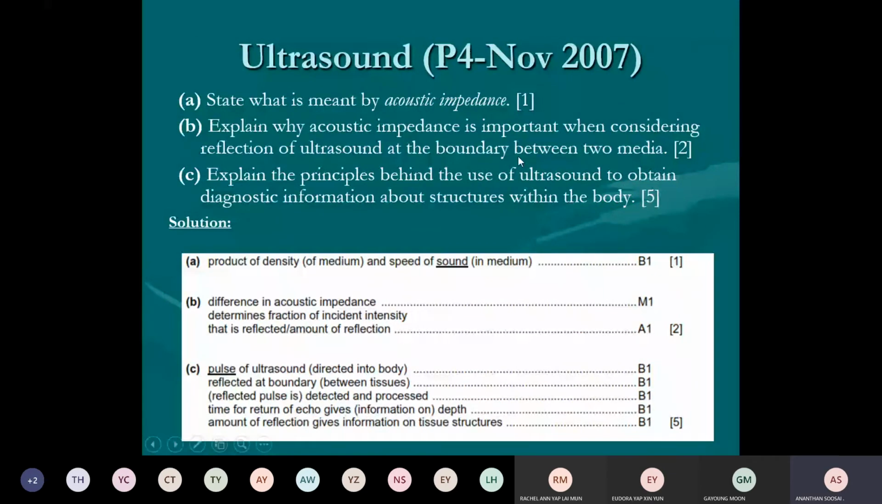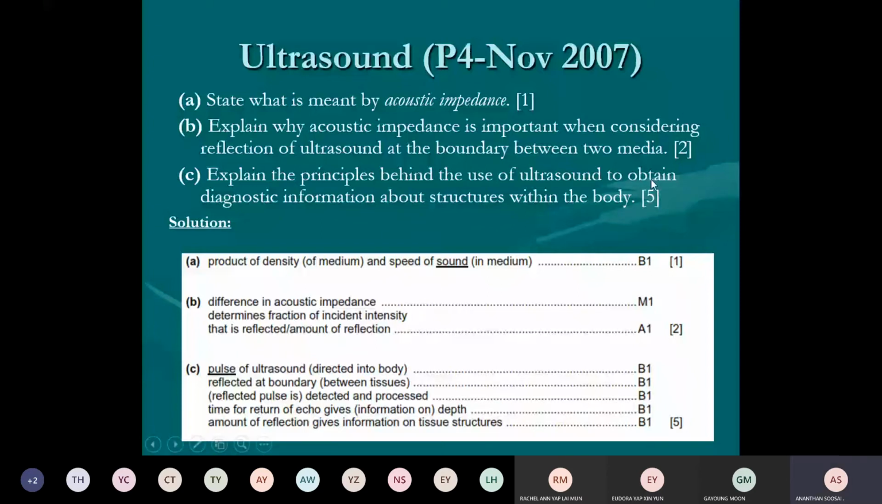So this is another question. Look at the question, look at the solution. November 2007. State what is meant by acoustic impedance. It's the product of density and speed of sound. Explain why acoustic impedance is important when considering reflection of ultrasound at the boundary between two media. Differences in acoustic impedance determine the fraction of incident intensity that is reflected. That is an M1 mark; M1 means method mark. You must state this. So that's 2 marks already.